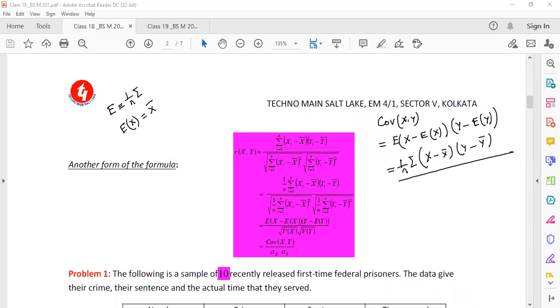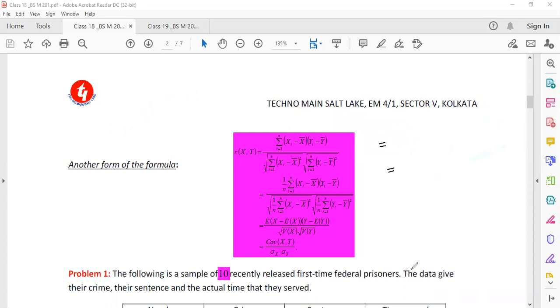Okay. Understood? So this is another expression which you can use to calculate the correlation coefficient.